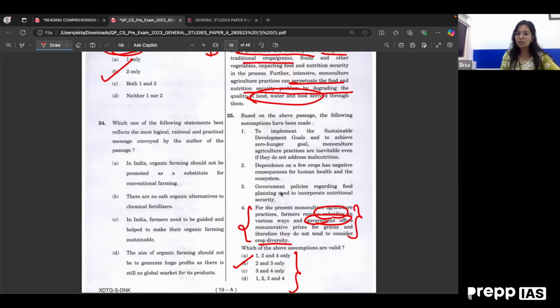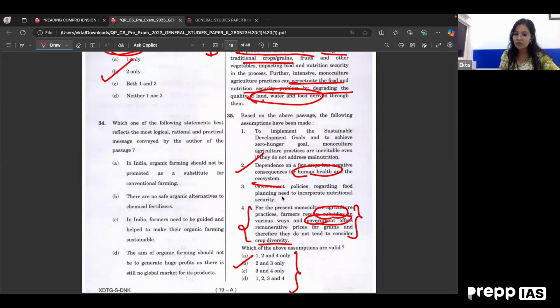In fact, the author के mind में क्या चल रहा है? 2 and 3 में जाके देखता है. Dependence on a few crops has negative consequences for human health and the ecosystem, right? Ecosystem के लिए land, water and food, right? Land quality, etc. And human health is about malnutrition. This must have been the assumption at the back of mind. That's why he's saying that इससे negative damage हो. This is strengthening my argument, the passage.